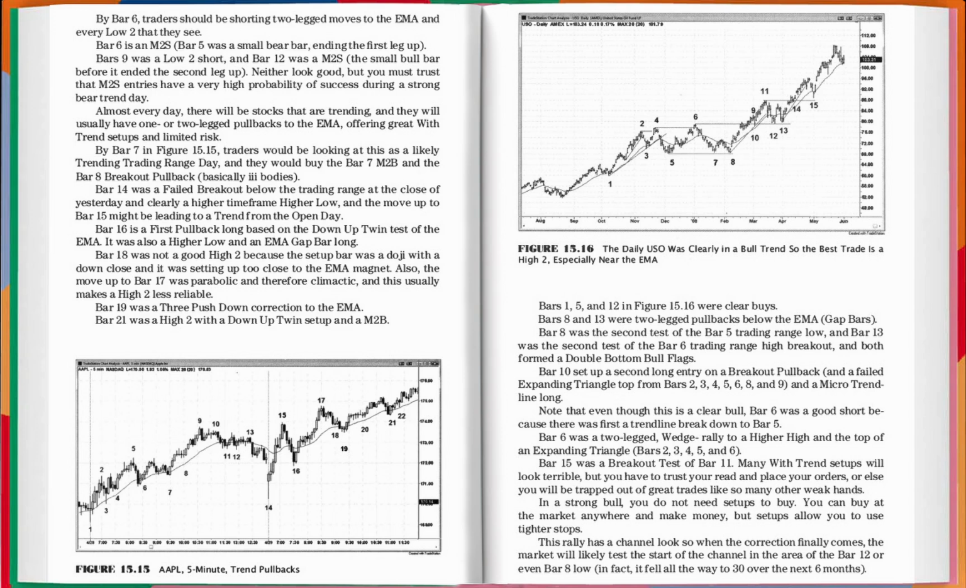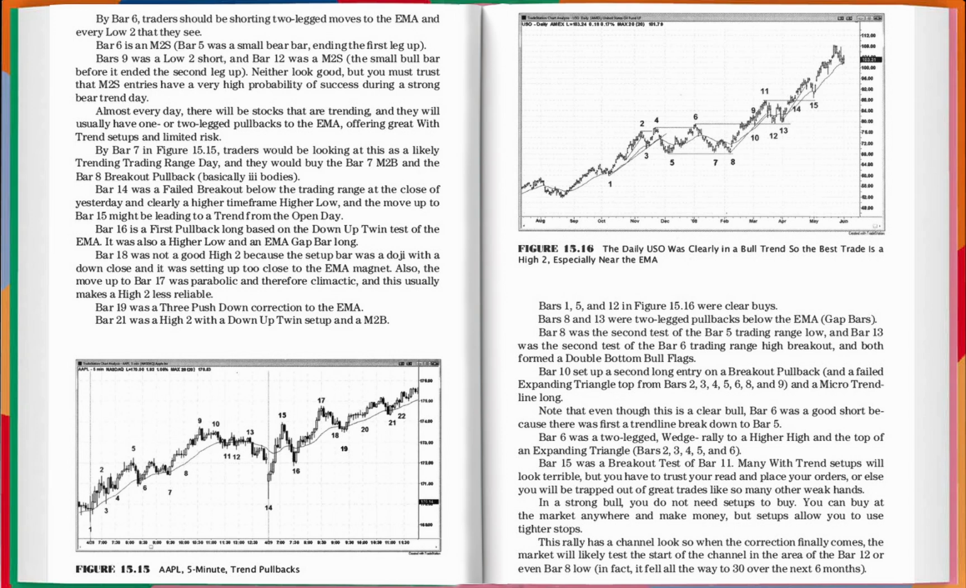Bar 18 was not a good high 2 because the setup bar was a doji with a down close, and it was setting up too close to the EMA magnet. Also, the move up to bar 17 was parabolic and therefore climactic, and this usually makes a high 2 less reliable. Bar 19 was a 3 pushdown correction to the EMA. Bar 21 was a high 2 with a down-up twin setup and M2B.